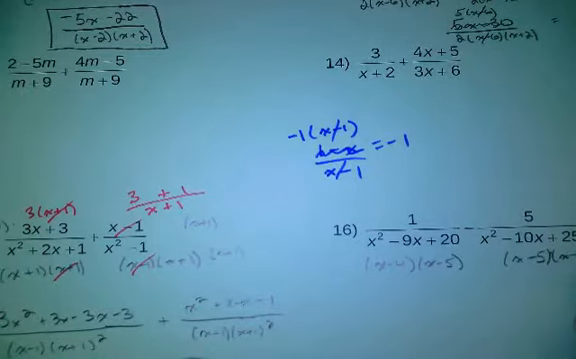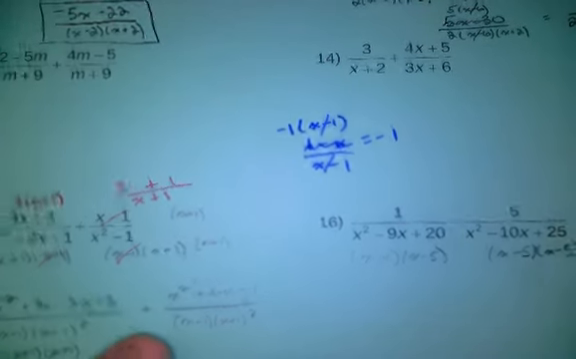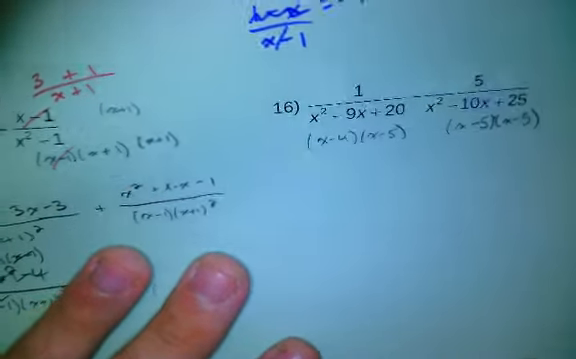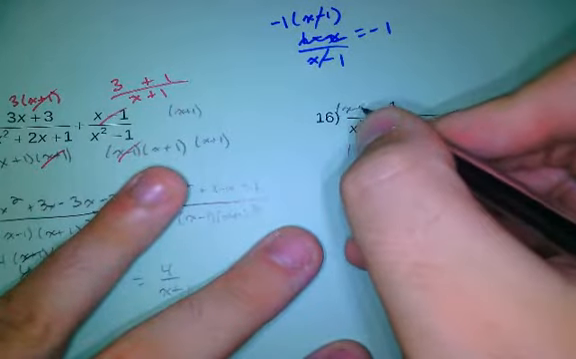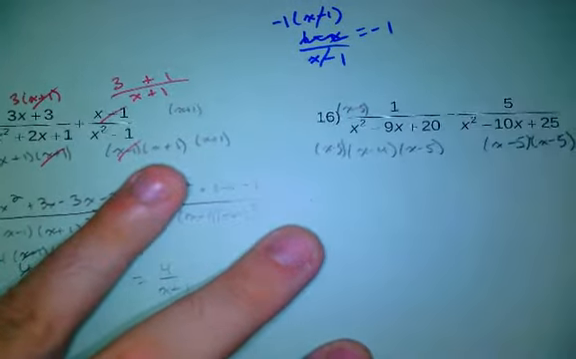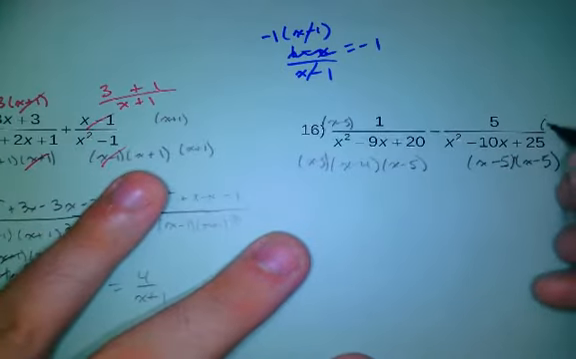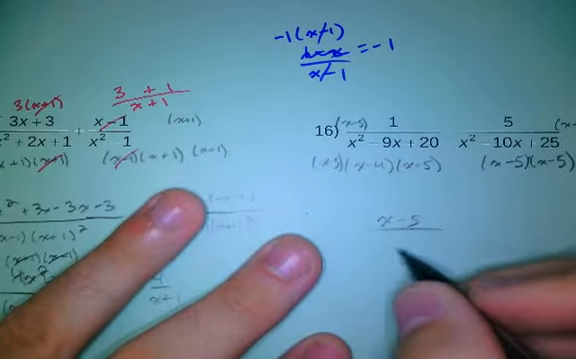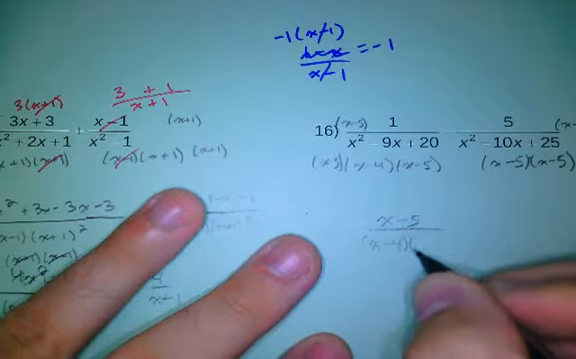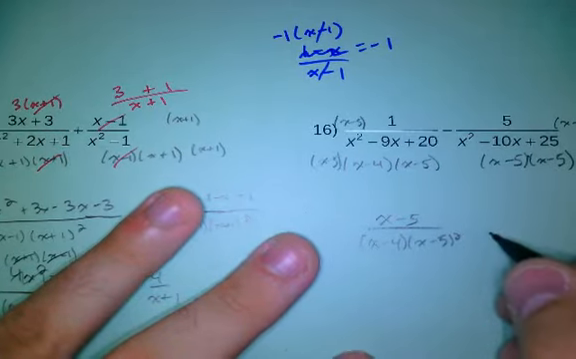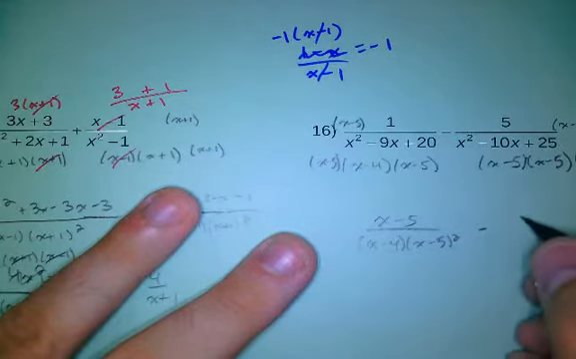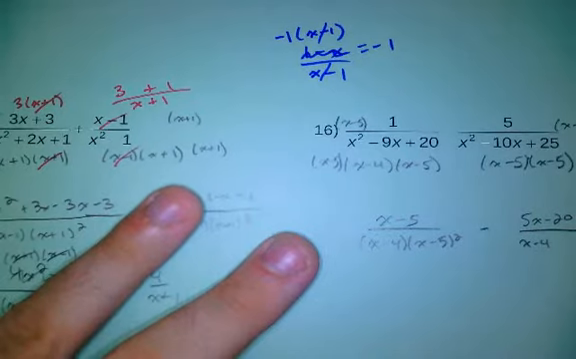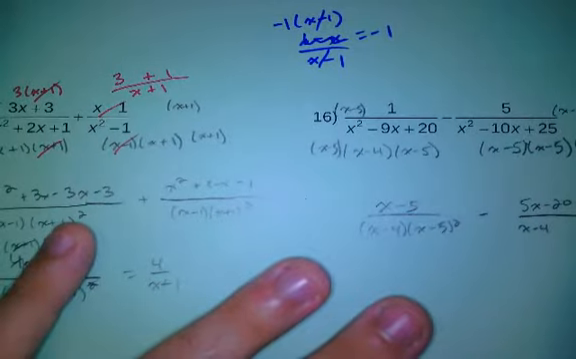Okay, so what's the left side missing that the right side has? An extra x minus 5. And what's the right side? x minus 4. So you're going to get x minus 5 over x minus 4, x minus 5 squared, minus 5x minus 20 all over. Yes, but then that would bring us backwards. Oh, okay. Oh, yeah, it would.